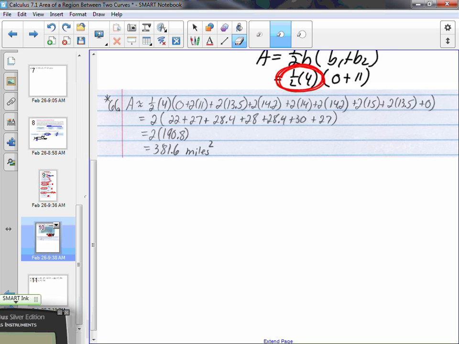On the AP exam, you can leave it like that. For me, you write it like that. And it talks about further parts. You're going to waste a lot of time punching things in on your calculator if that's what you leave it as.